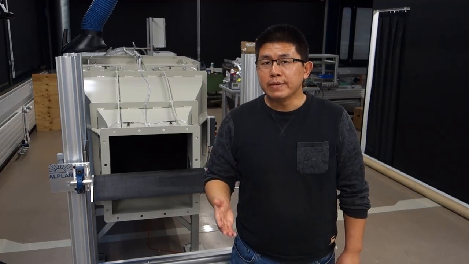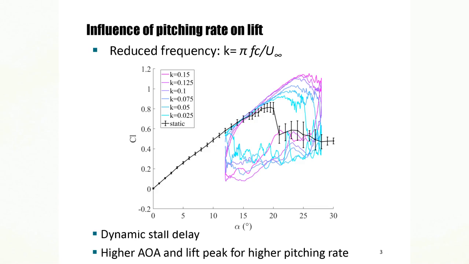What is the influence of the pitching rate? First, let's have a look at the lift polars. In this plot, the black line represents the static measurements, and the colored lines are for the dynamic cases. From cool to warm colors, the pitching rates increase. If we compare the dynamic cases with the static case, we can see that the stall angle happens later and the lift peak is higher. And within the dynamic cases, higher pitching rates correspond to higher stall angle and higher lift peaks.